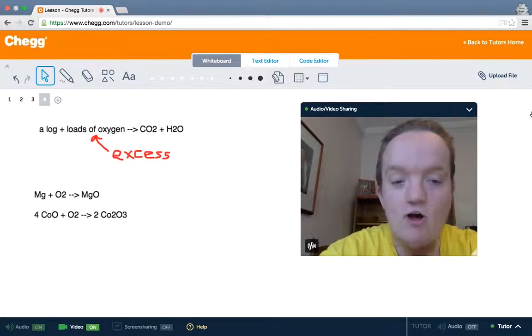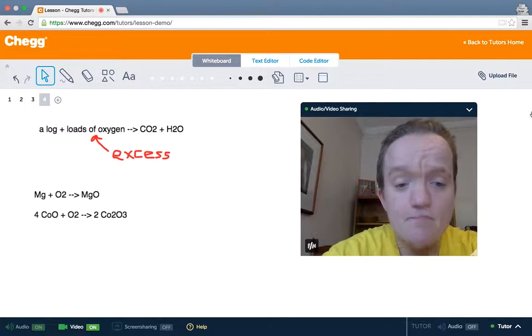If you have a log at a bonfire that you're burning, you have way enough oxygen to combust, to burn all of that log. The limiting reagent in this case is not the oxygen. You always have enough oxygen unless you're doing it in a bottle. It's the log that you're going to have to add to the fire to keep the reaction going, to keep the fire burning. We've always seen this.